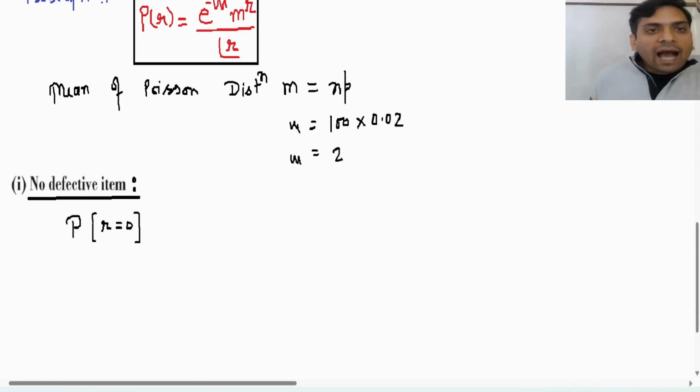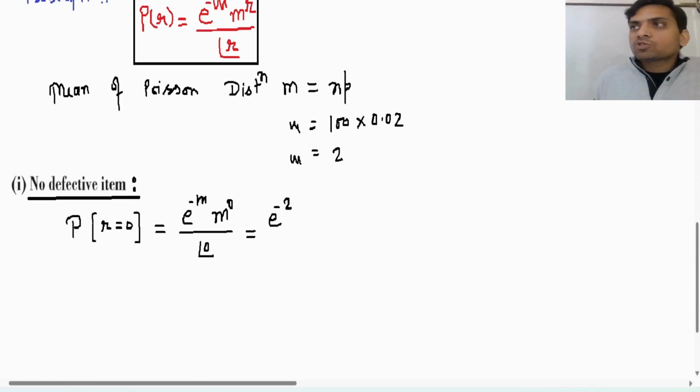Okay, so for r equals 0, we need to write this formula. How will you write this formula? First, you will write the same quantity, e raised to the power minus m, and m raised to the power r, now r is 0, and this quantity is divided by factorial 0. Clear? Okay, now we will put the value of m. So e raised to the power minus 2.